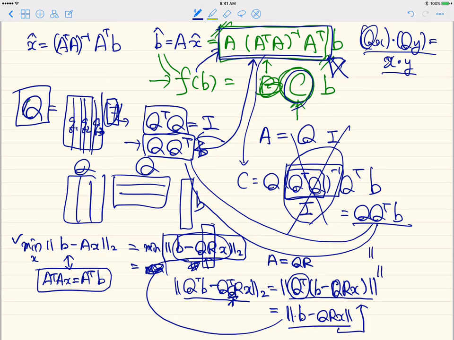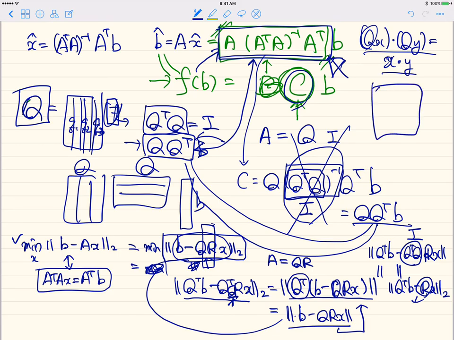And that leads us to this guy, Q transpose b minus Q transpose Q times Rx. Okay? And then Q transpose Q is the identity matrix. And then it becomes Q transpose b minus Rx. Okay? So in this case, R is definitely an upper triangular matrix, right? R is a square matrix. Then this upper part is non-zero and the lower part is zero. And if we consider the determinant of this guy, all these diagonal values are non-zero, right? That is always the case when your matrix A has linearly independent columns, right?